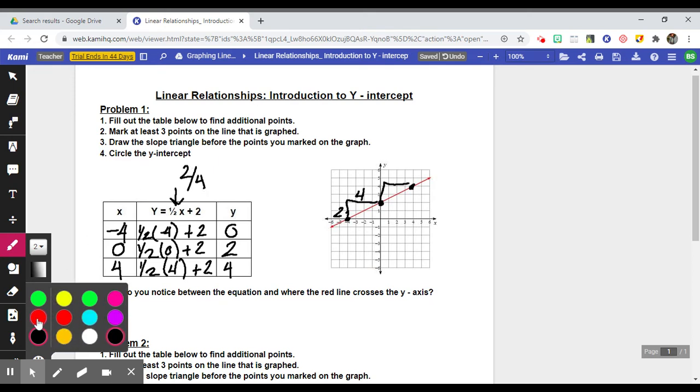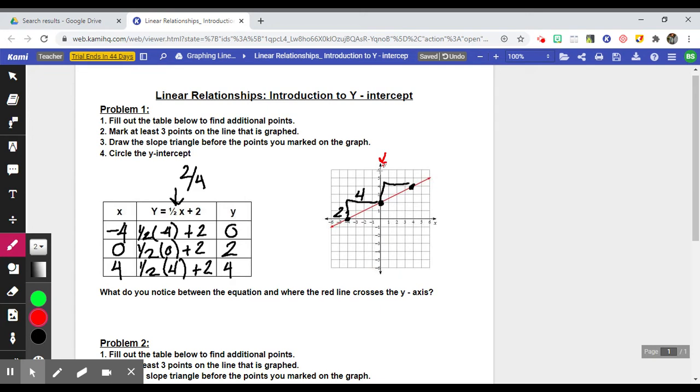And now it says circle the Y-intercept. So that's a new concept today. Here's your Y-axis, and it is outlined. I probably shouldn't have circled that, because now you're all going to circle the Y-axis, and that was not the direction. Circle the Y-intercept. So here is your Y-axis.